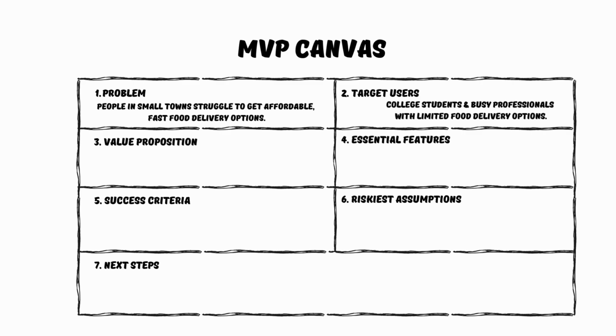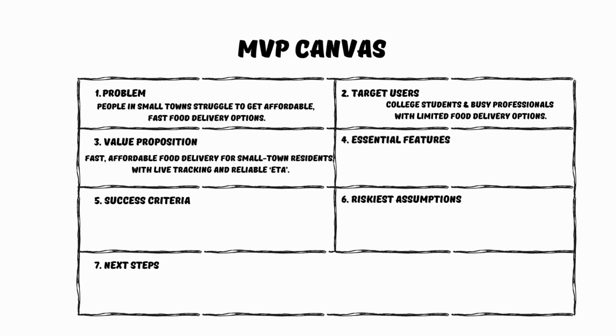Now think about your value proposition. What makes your solution valuable? And why would people choose it over alternatives? For your app, the value proposition can be fast, affordable food delivery for small-town residents, with live tracking and reliable ETA. This value proposition becomes the guiding light for your MVP.